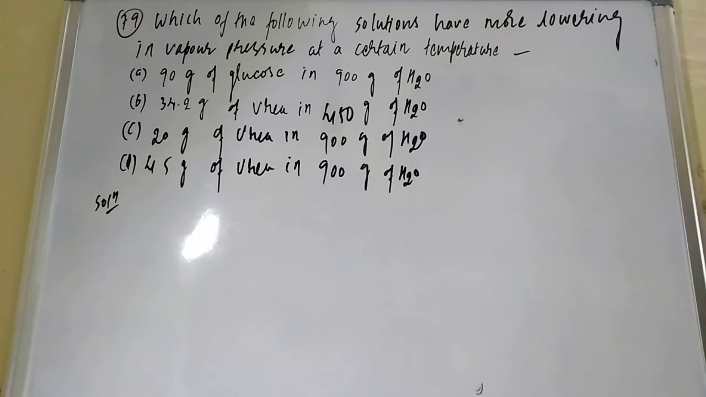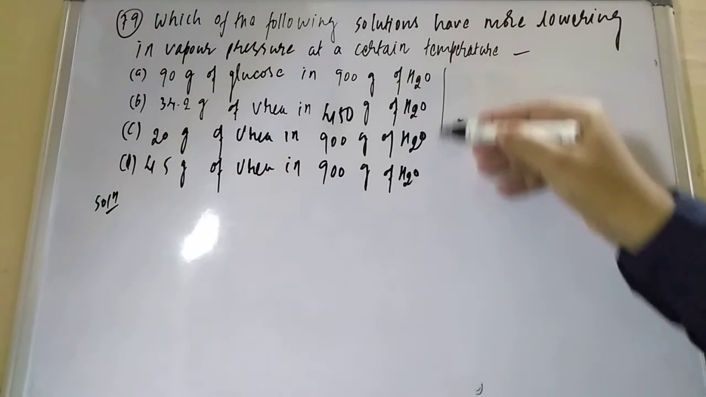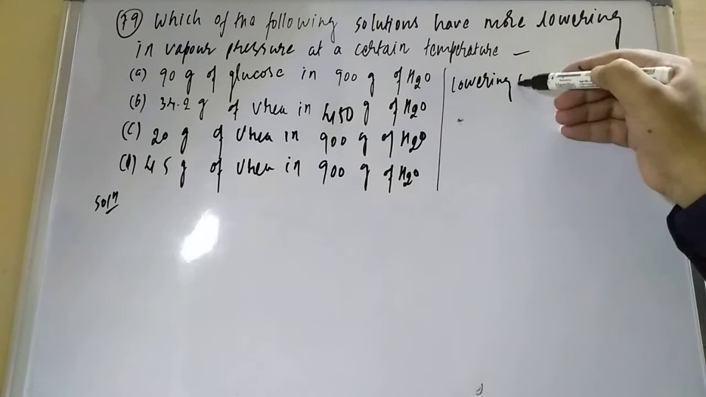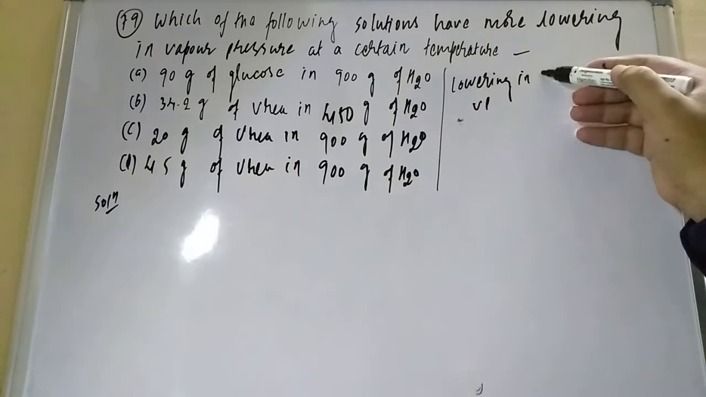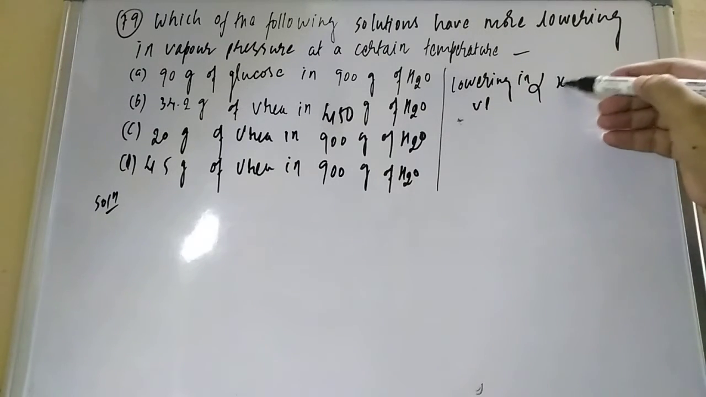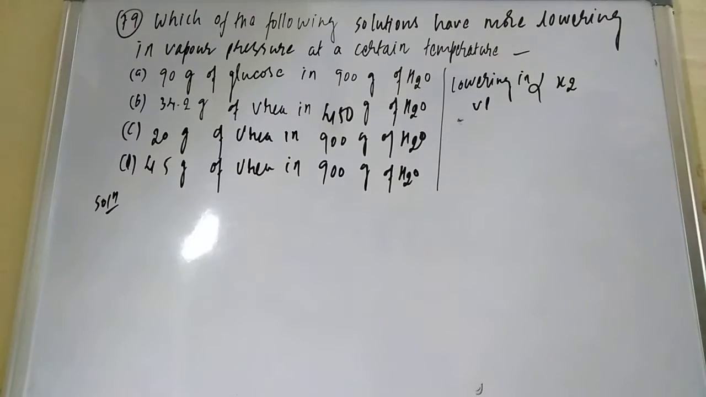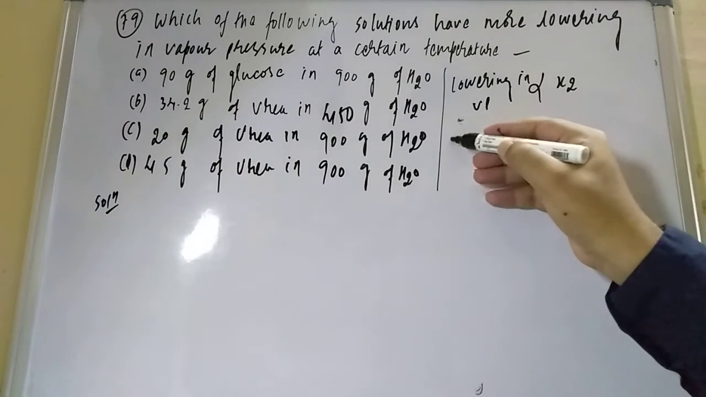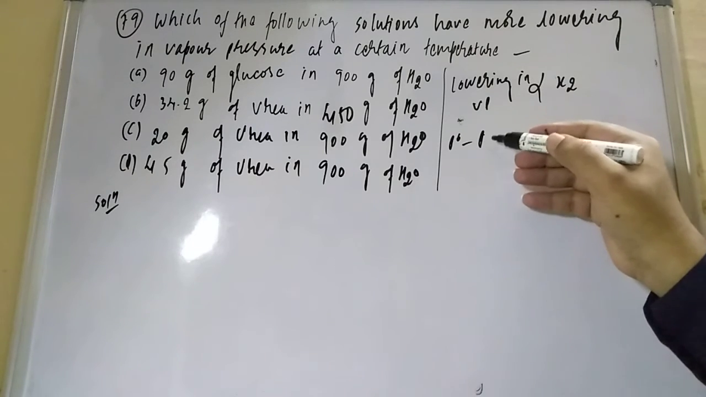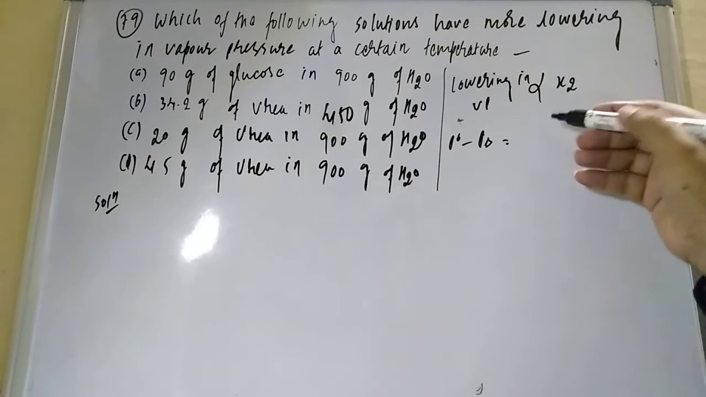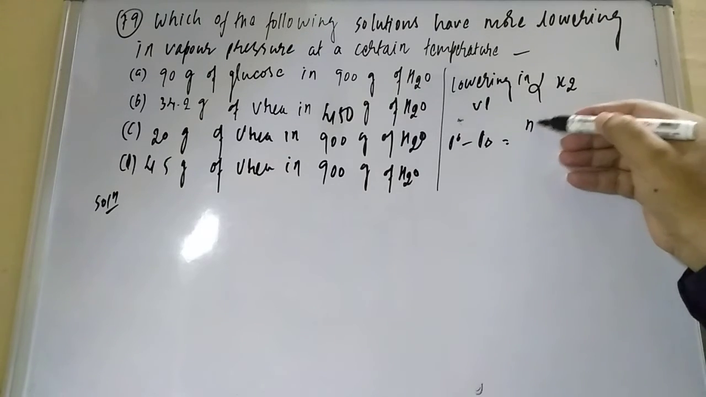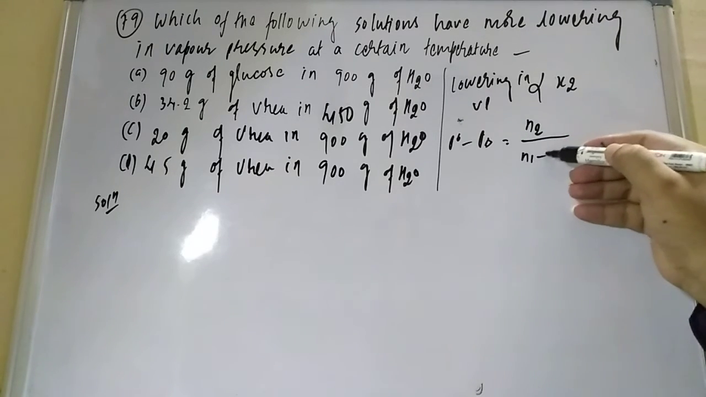So dear friends, how to derive this lowering in vapor pressure? Firstly, you try to understand. Lowering in vapor pressure is proportional to X2, where X2 is the mole fraction of solute. So the lowering in vapor pressure, P naught minus PS, they are asking this one. So how can you derive this? Equal to X2, which means N2 upon N1 plus N2.